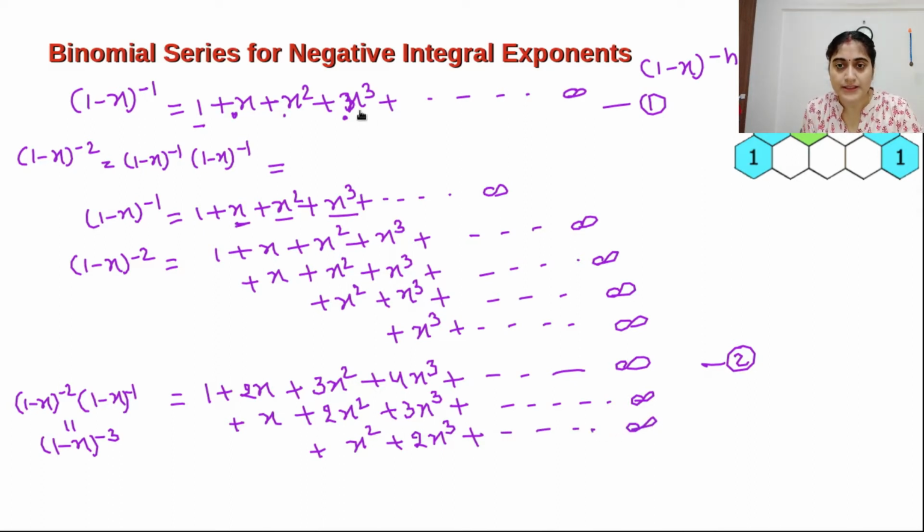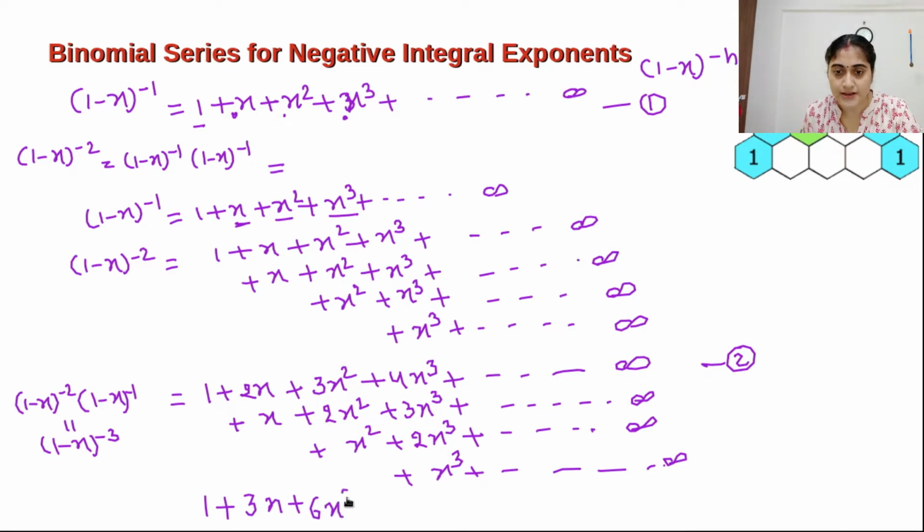Now I will multiply this x cube with this one term, so it will be x cube. So if I am adding these terms, just as I have added these terms, again if I am adding these coefficients, the series will look like 1 plus 3x plus (3 plus 2 plus 1, this is) 6x square, plus (4 plus 3 plus 2 plus 1, it is) 10x cube. So it will look like this.